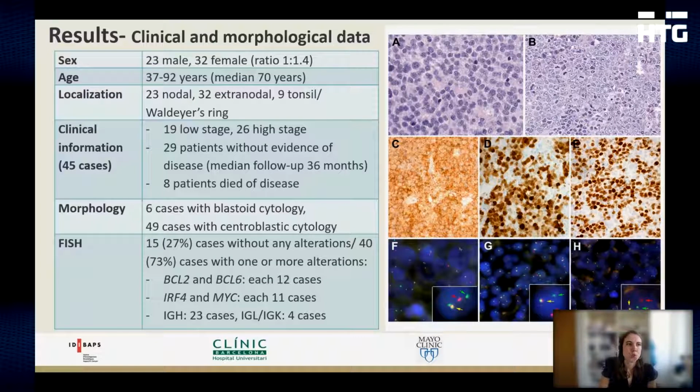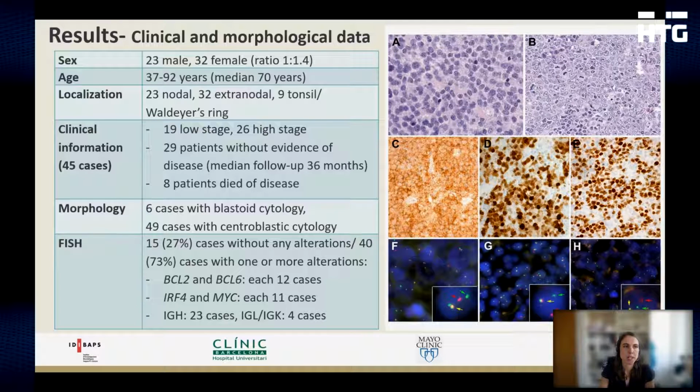Here I'm going to show the results. I'm giving an overview over the clinical and morphological data. We saw a slight preponderance of female patients with a ratio of 1 to 1.4, and the median age was 70 years, ranging from 37 to 92 years.